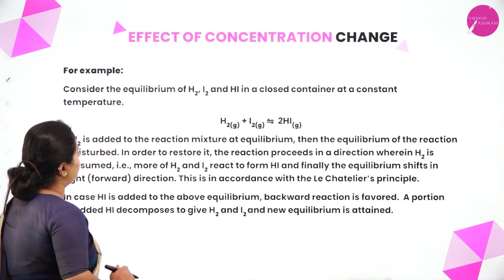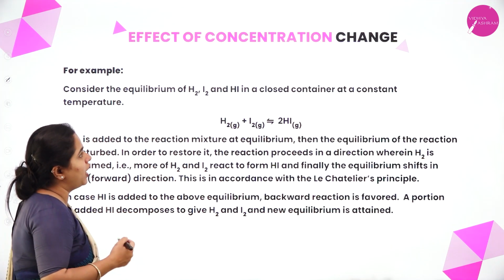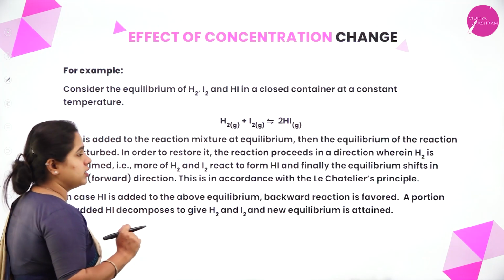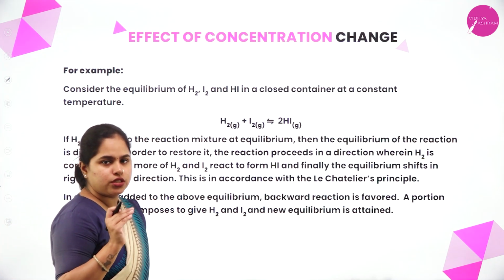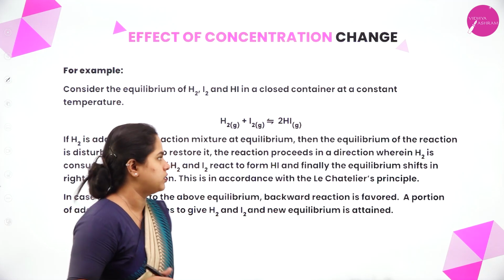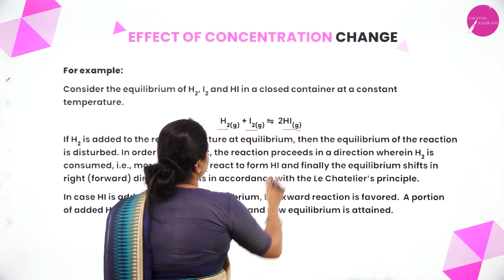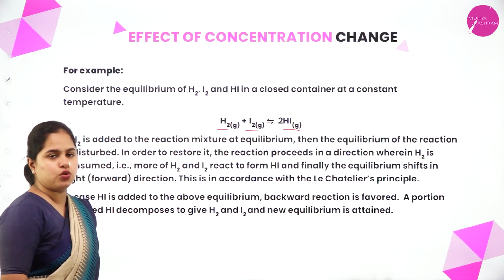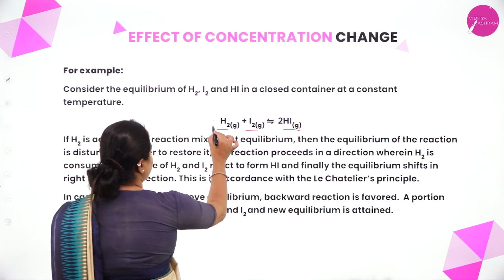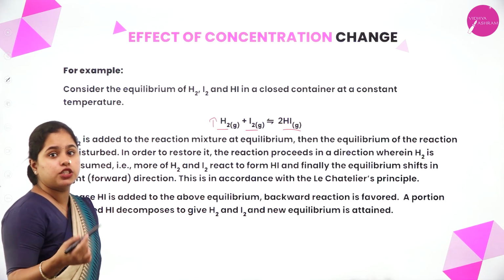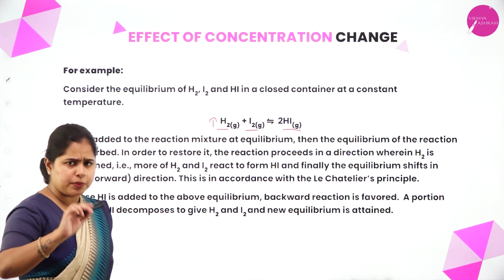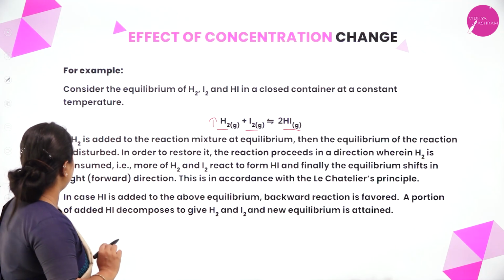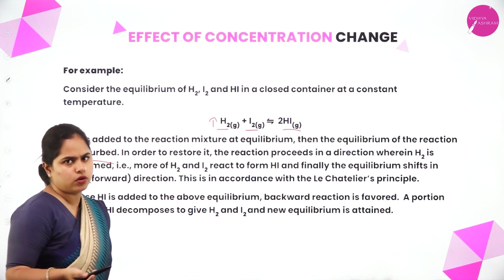So let's take an example. Consider the equilibrium of hydrogen and iodine combining to form hydrogen iodide in a closed container at constant temperature. We are only changing the concentration; the temperature will remain constant. So H2 plus I2 giving 2HI. It's a balanced chemical equation, right? If H2 is added to the reaction mixture, we are increasing the concentration of hydrogen. That means we are adding more hydrogen at equilibrium. Then the equilibrium of the reaction is disturbed.